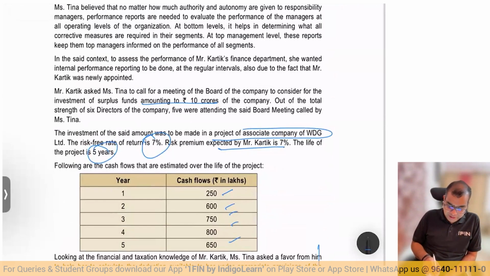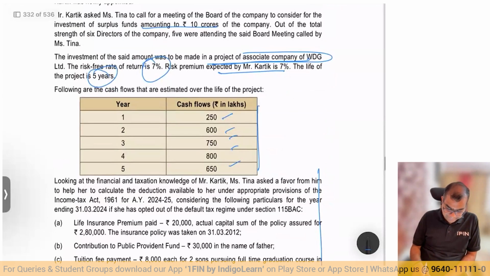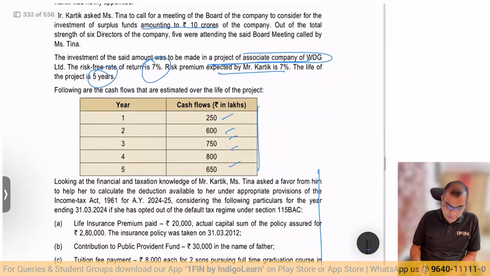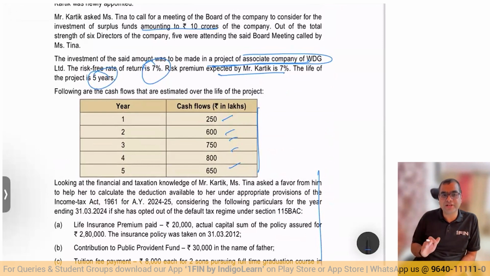Investment was to be made in project of associate company. If you invest in associate company, following are the cash flows. Same cash flows. There is no FCFF and all of that. I thought there'll be a lot of working here. Nothing. Simply cash flows. 250.